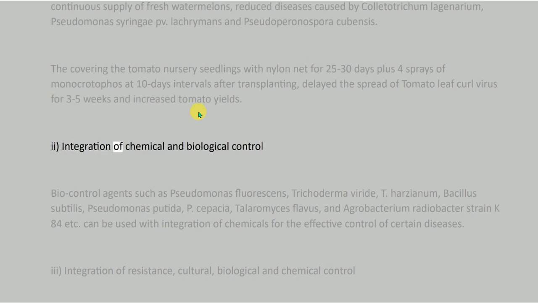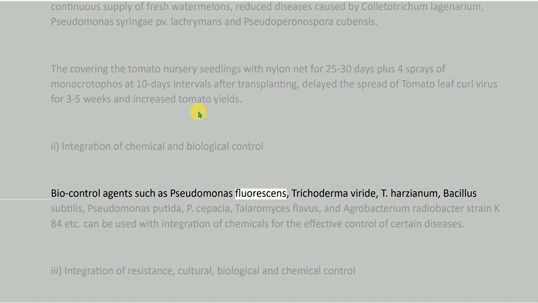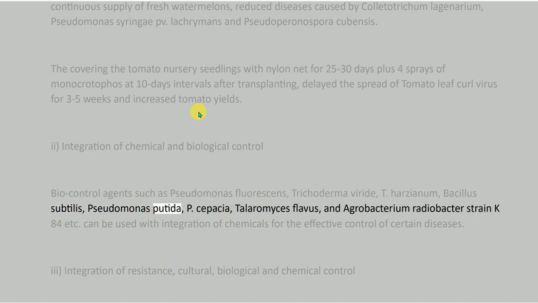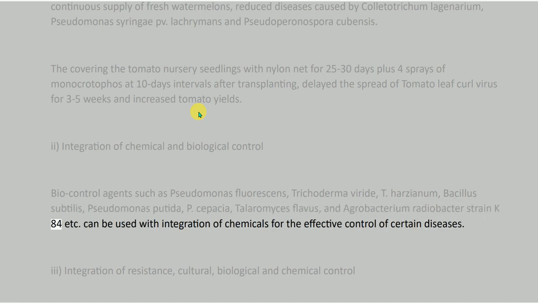Biocontrol agents such as Pseudomonas fluorescens, Trichoderma viride, T. harzianum, Bacillus subtilis, Pseudomonas putida, Talaromyces flavus, and Agrobacterium radiobacter strain K84 etc. can be used with integration of chemicals for the effective control of certain diseases. 3. Integration of resistance, cultural, biological and chemical control.